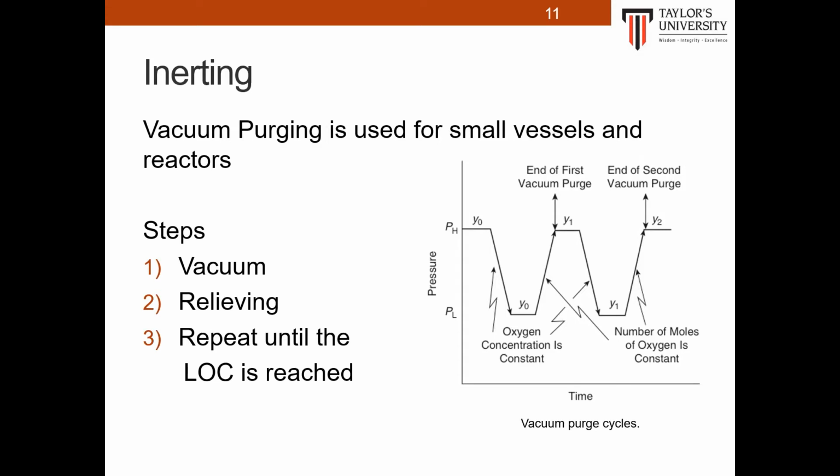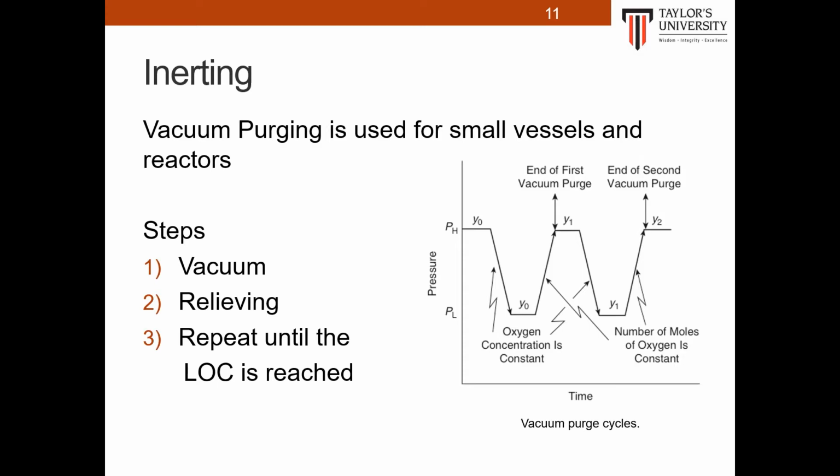The steps in the vacuum purging process include drawing a vacuum on the vessel until the desired vacuum is reached, then relieving the vacuum with an inert gas such as nitrogen or carbon dioxide to atmospheric pressure, and then repeating steps 1 and 2 until the desired oxygen concentration is reached. So you can look at this graph here.